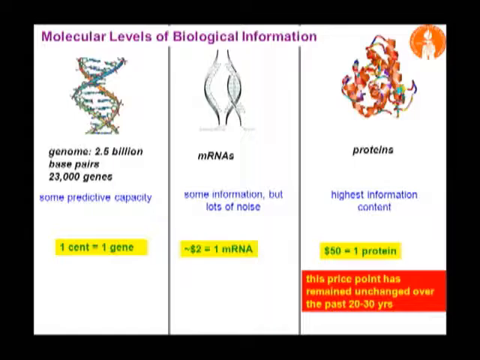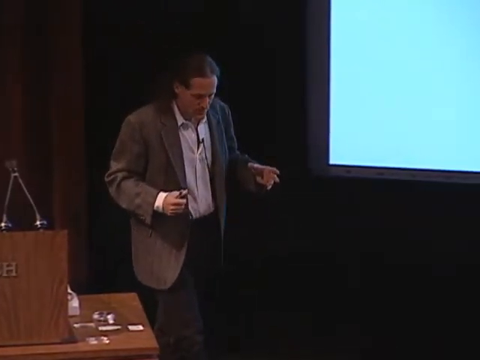Proteins are, in fact, by far the most information-rich, but they cost $50 to measure one protein. And that's the cost to the hospital. That price point has not changed in about 20 or 30 years, even as sequencing costs have dropped dramatically. So I'm going to focus on proteins, because that's looking for the keys where the keys are. We have a technology goal in our group: what can we do to drop protein measurements down to a penny apiece? If you can do that, with high accuracy, then you can change the world.